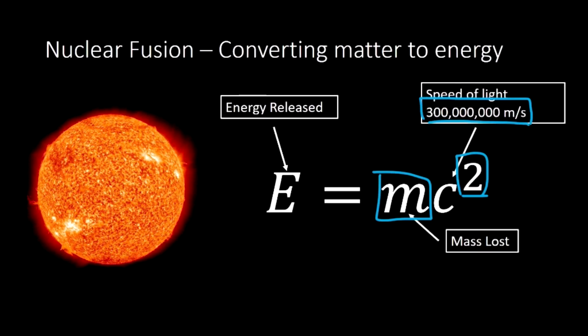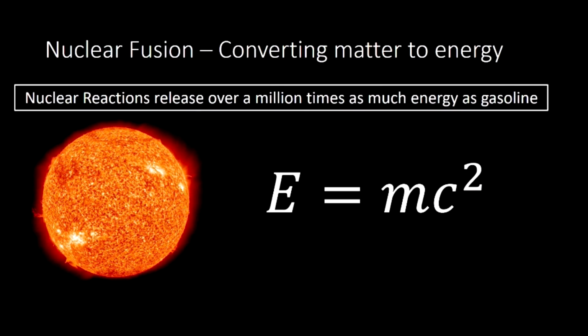Now, we're not actually going to do this calculation, but what I do want you to understand is that because this equation multiplies the mass by the speed of light squared, you get a huge amount of energy out. How much energy? Well, nuclear reactions release over 1 million times as much energy as a typical gasoline reaction. So if I just burn a gram of gasoline, or I lose a gram of mass in the sun, the amount of energy released by the nuclear reaction will be 1 million times higher than that from the gasoline. Okay, so that's fusion, where we put two things together.